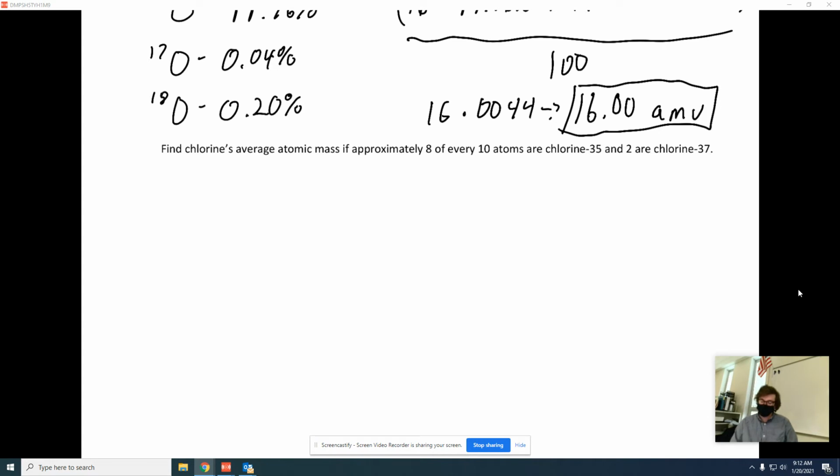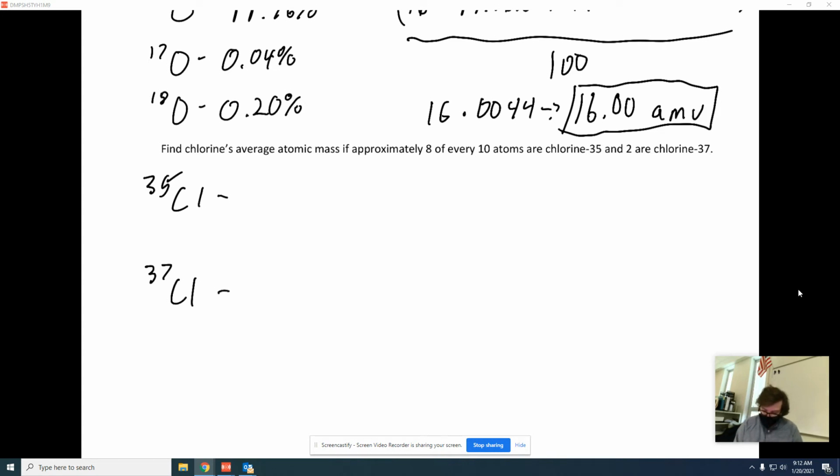Okay, if you're back with us, hopefully you've given this one a shot on your own. But let's look at this example together. So I've got two different isotopes of chlorine. I've got chlorine-35 and chlorine-37.